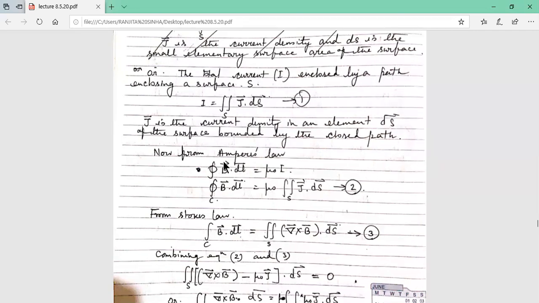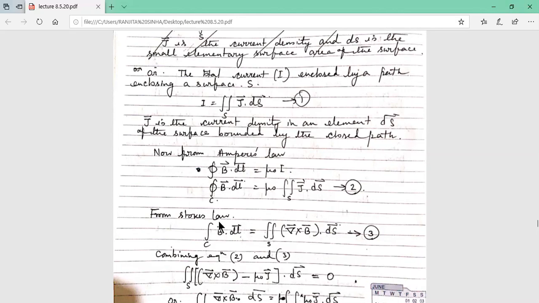I have already discussed this. J is the current density in an element ds of surface bounded by the closed path. Now from Ampere's circuital law, we know B dot dl equal to mu 0 I. Then I equal to what? I equal to J dot ds. What is J? J is the current density. So we are putting just the value of I from this equation 1, and we are writing like this.